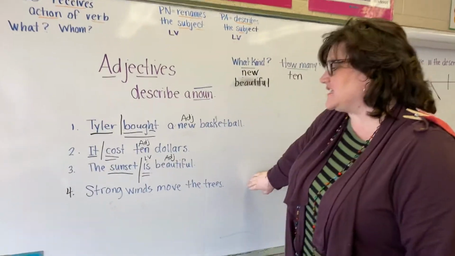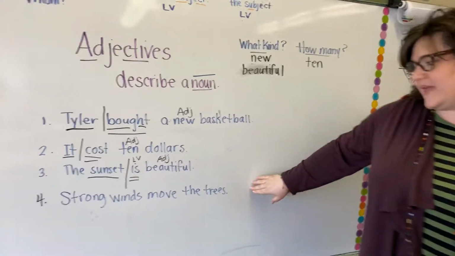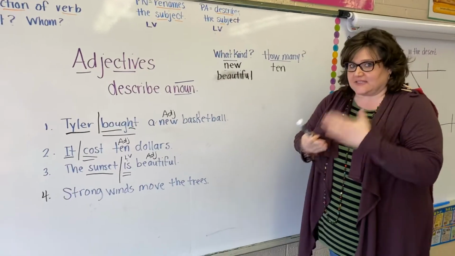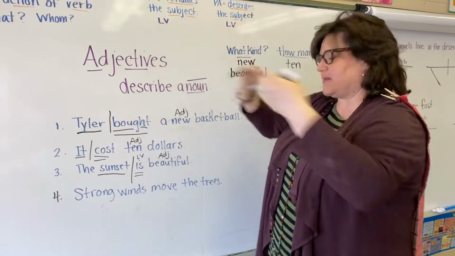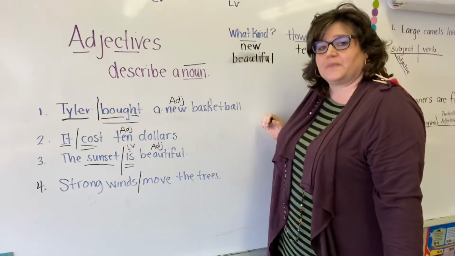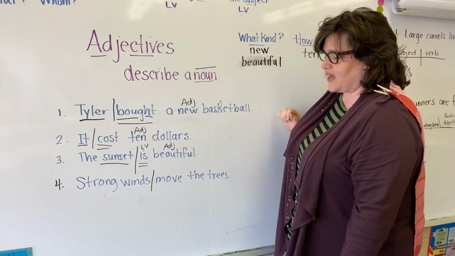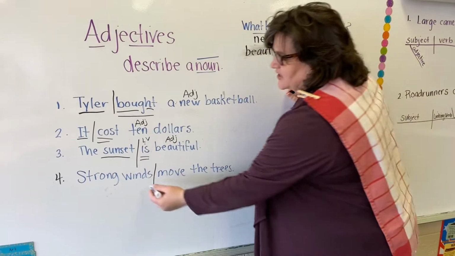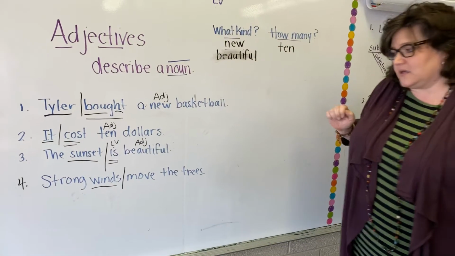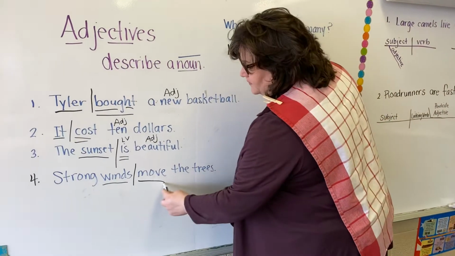Okay, let's look at sentence 4. Strong winds move the trees. First ask yourself, where does the sentence split? Where does the subject end and the predicate begin? That happens right here between winds and move. Ask yourself, what is the simple subject? The simple subject is winds. What is the verb in this sentence? The verb here is move.